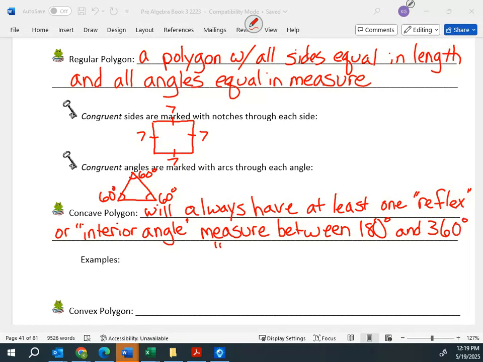I like to call it a caved in side. So your side looks like it is caved in. An example of this, if we look at this pentagon, we can see this interior angle is bigger than 180 degrees. Okay, so it's got an interior angle that is big. We can see that this side is caved in. Okay, so concave means it has a side caved in.